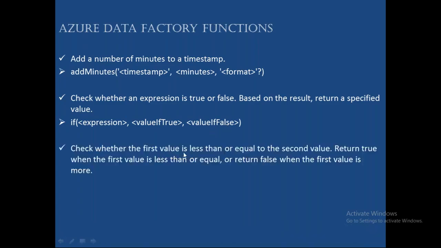Next, check whether the first value is less than or equal to the second value. It returns true when the first value is less than or equal to the second value, and returns false when the first value is more. You see, less or equals. Let's say 10 less than or equal to 20. Is it true or false? True or false, friends? True.